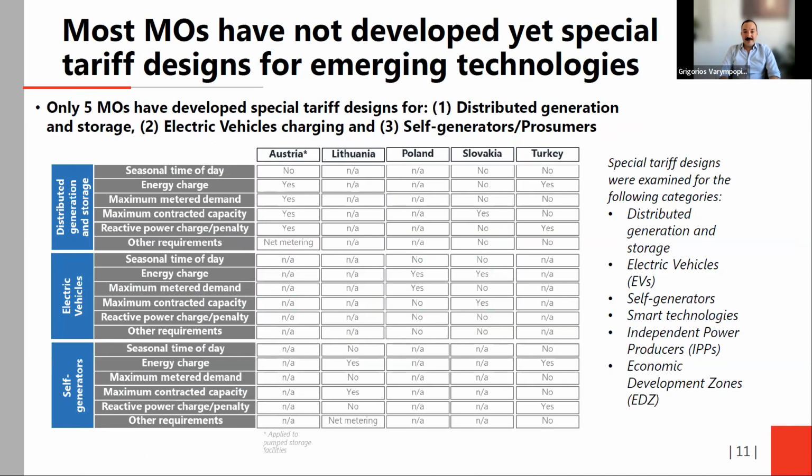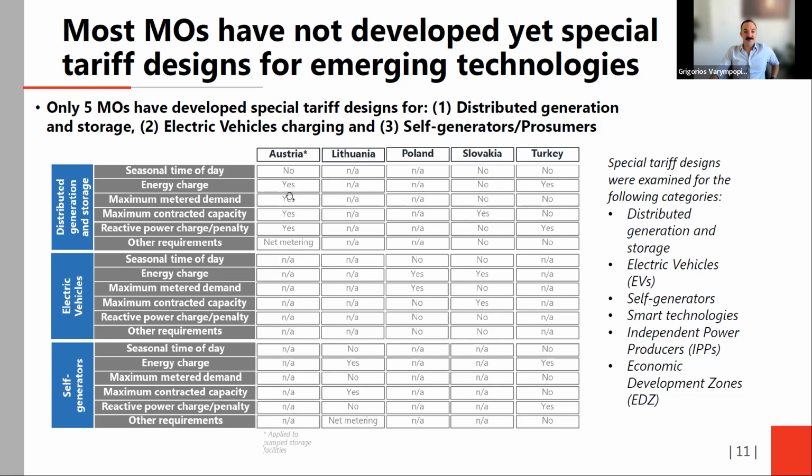In terms of tariffs for emerging technologies, we see that most MOs have not yet developed special tariff designs. Only 5 MOs have developed special tariff designs for distributed generation and storage, and also for electric vehicles and charging, and for self-generators or prosumers. These MOs were Austria, Lithuania, Poland, Slovakia, and Turkey. And most of these approaches are combined with net metering. So net metering is required to apply these special tariff designs.